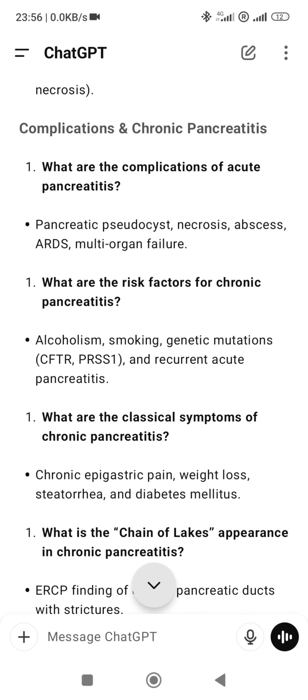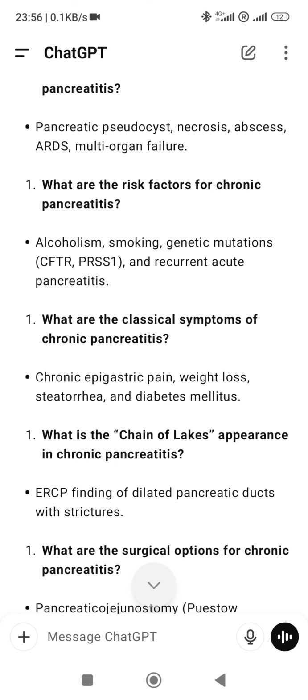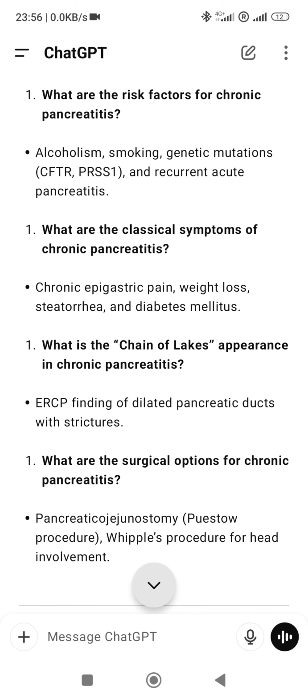What are the classical symptoms of chronic pancreatitis? Chronic epigastric pain, weight loss, steatorrhea, and diabetes mellitus.